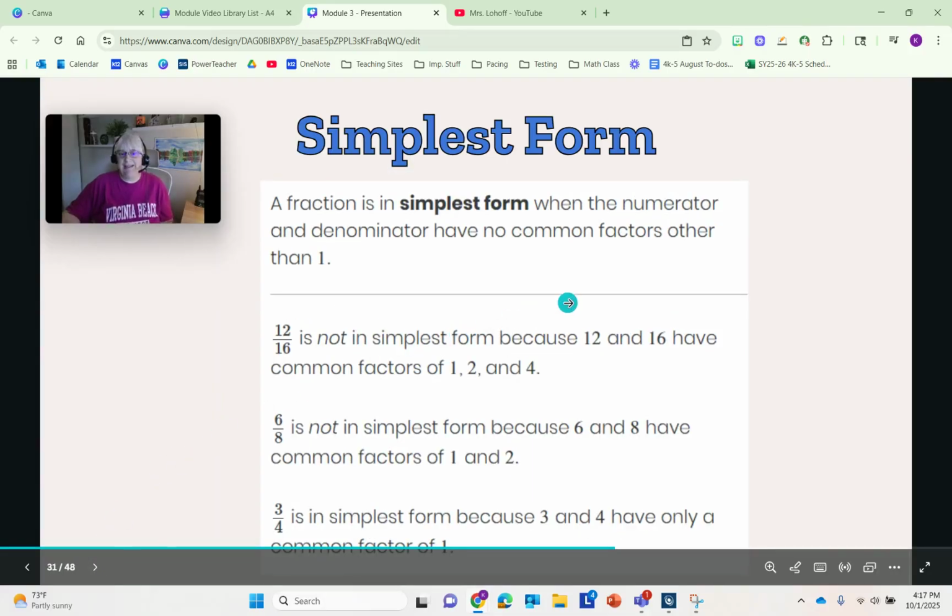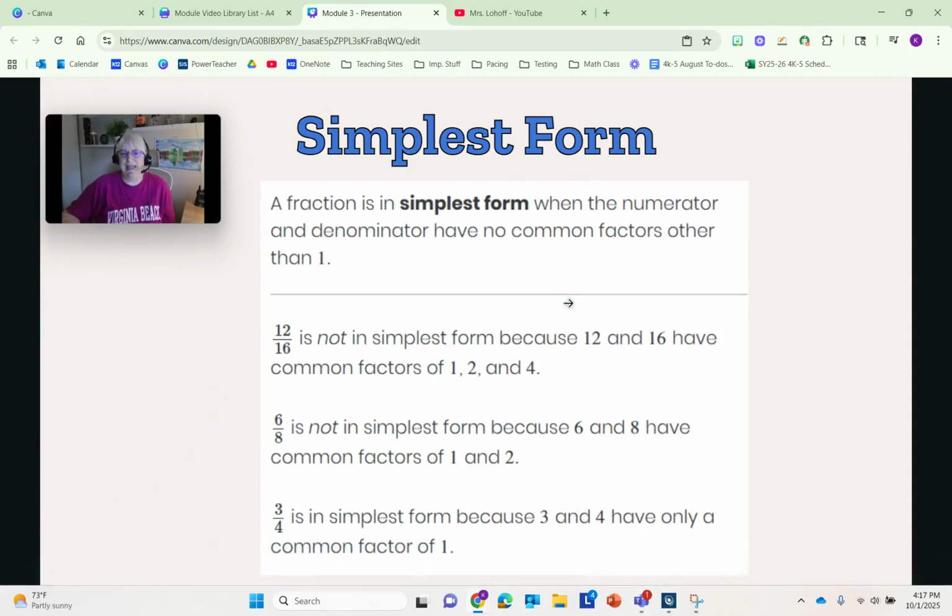So how do we get to the simplest form? What does that actually mean? Basically, it means the numerator and denominator have no common factors other than 1. 12/16 is not simplest form because I know that 12 and 16 have common factors of 1, but also 2 and 4. So I can divide the numerator and the denominator by 2 or 4 to make that fraction smaller.